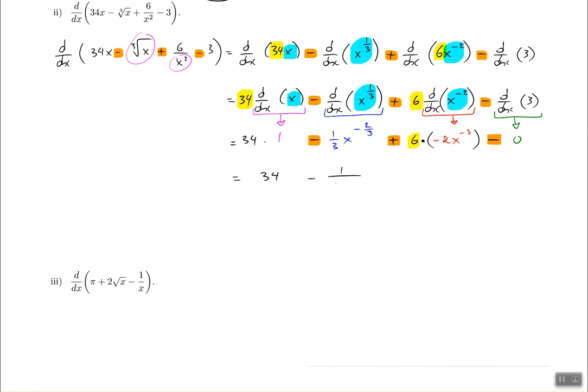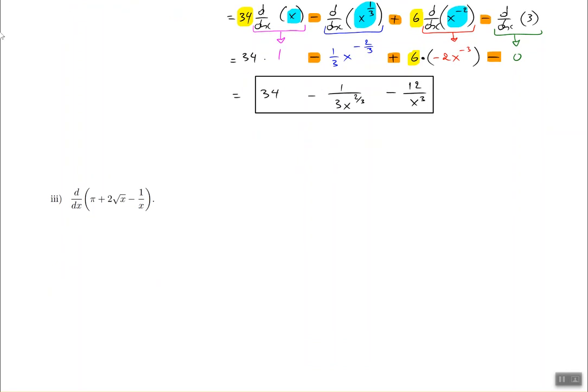negative 1/3, and I'm gonna rewrite it with a positive exponent, so that means I should put the x on the denominator. Then finally, plus 6 times negative 2 is going to be negative 12, and then again I have x to the power of negative 3, so I'm gonna rewrite it again on the denominator with a positive exponent. So that is my final answer at this point, and again the 0 gets ignored from the end. So pretty straightforward, it's not terribly difficult, it's just a lot of steps to keep track of.